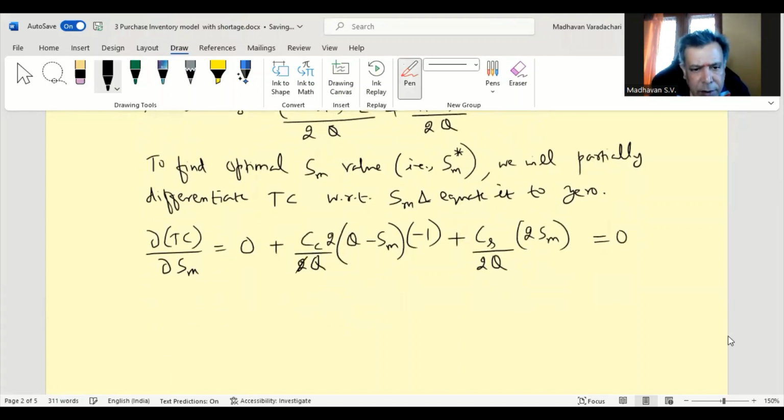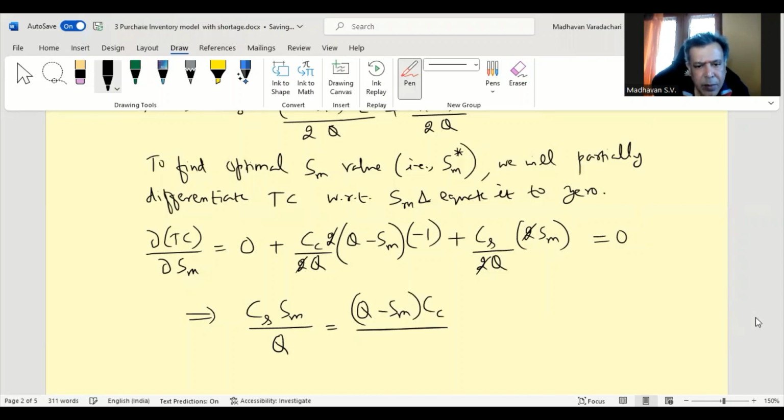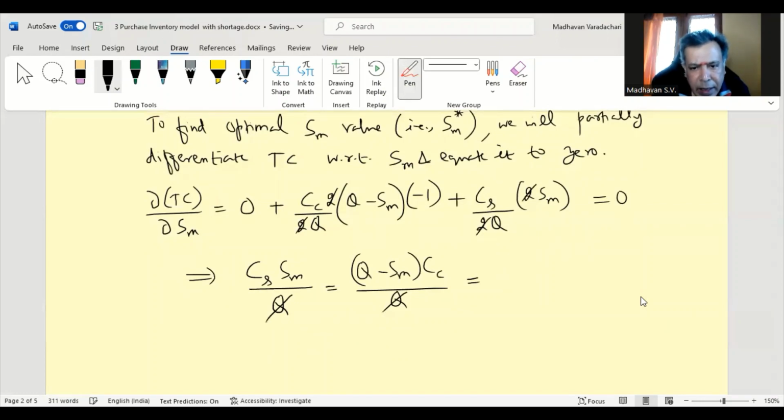So, we can cancel this 2 and this 2, this 2 and this 2. And then I can take this entire thing, which actually has a negative sign, to the other side, which means Cs Sm divided by Q is equal to Q minus Sm times Cc divided by Q. On both sides we can cancel Q. And the right hand side can be rewritten as Q times Cc minus Sm times Cc.